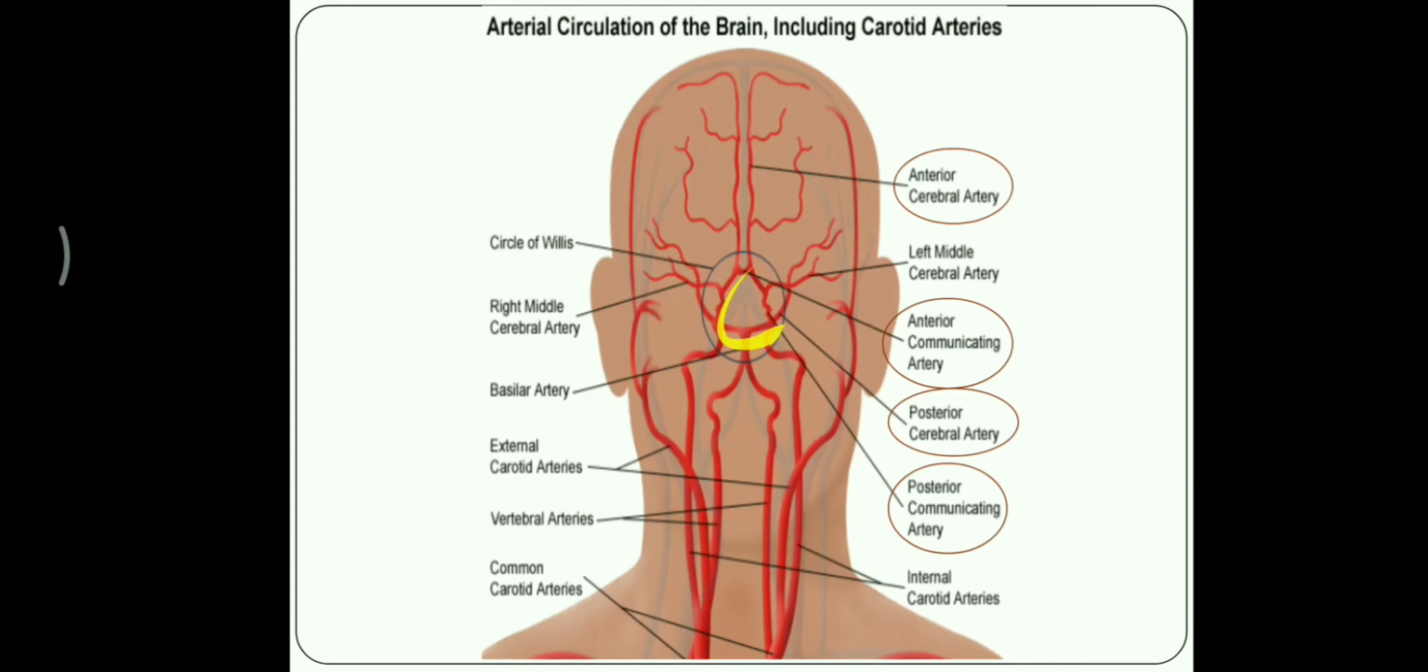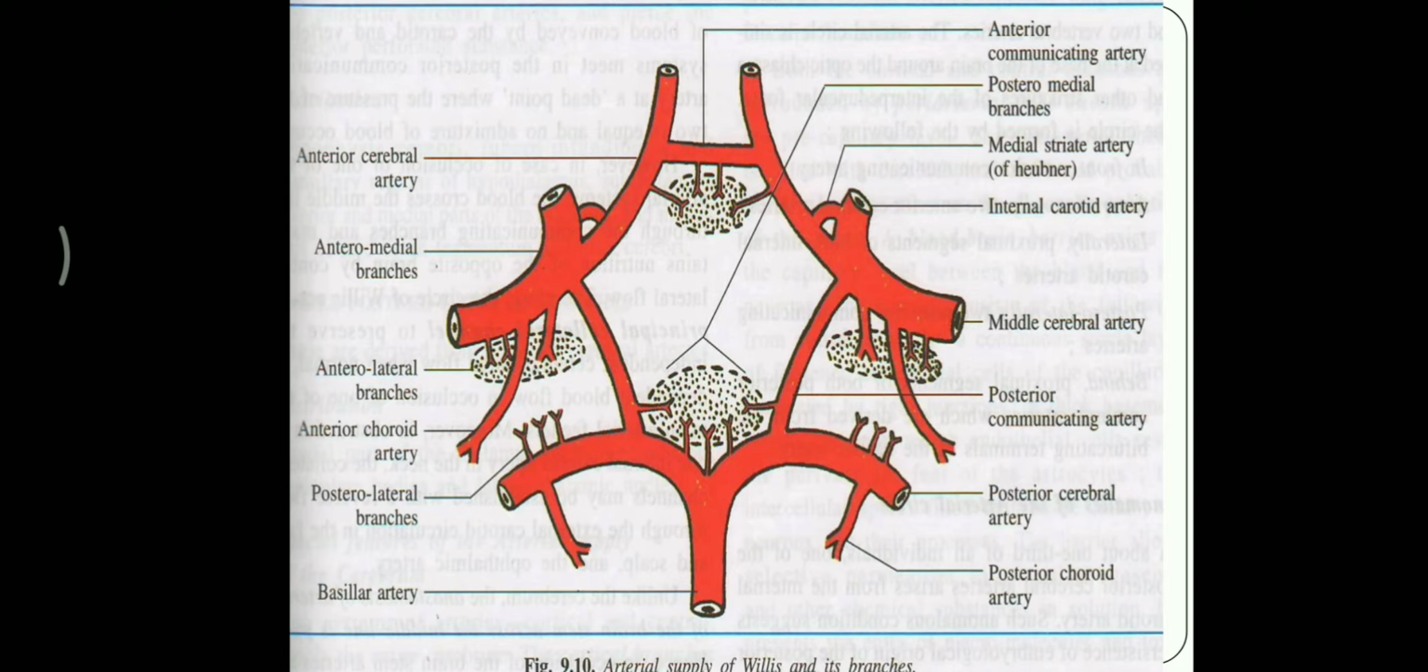Now we'll have a closer look at it. This diagram describes in detail the formation, all the arteries involved in the formation of the circle of Willis. Anteriorly, it is the anterior communicating artery. Anterolaterally, it is the anterior cerebral artery. It is formed by the internal carotid artery. The posterolateral side of the circle of Willis, on the other hand, is formed by the posterior communicating artery. The communicating artery is connecting the internal carotid artery to the posterior cerebral artery, which in turn forms the posterior side of the circle of Willis.